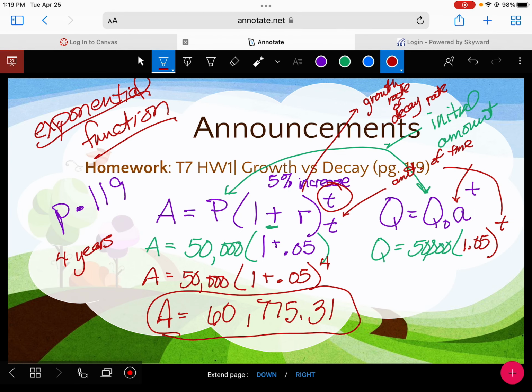Okay, let's go to the top of page 119. Let's talk about this one together.